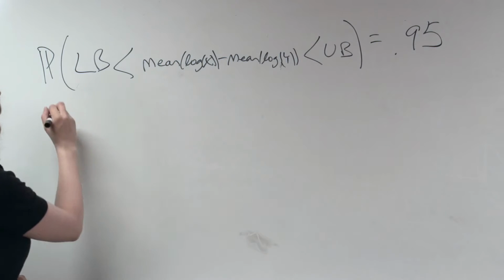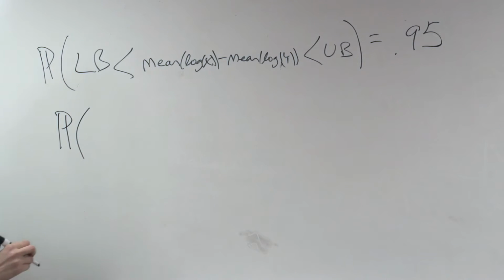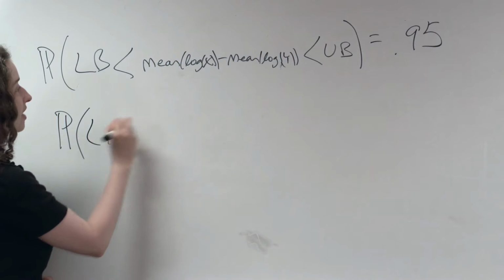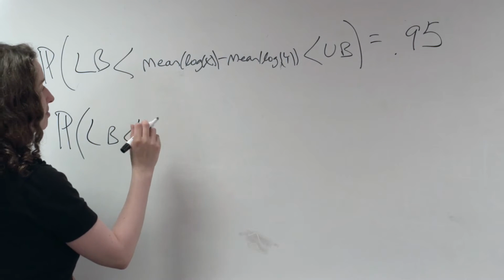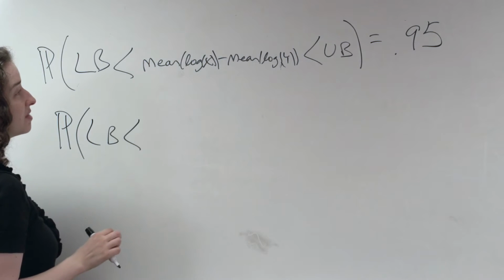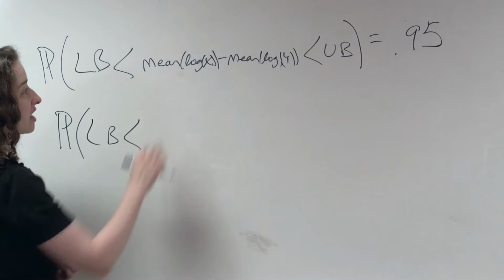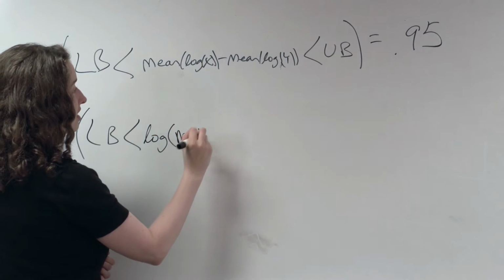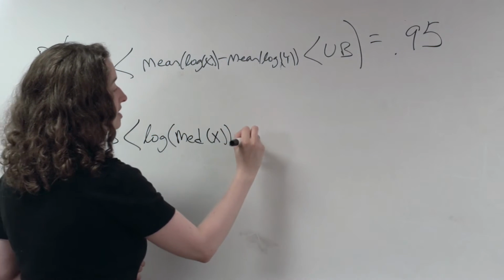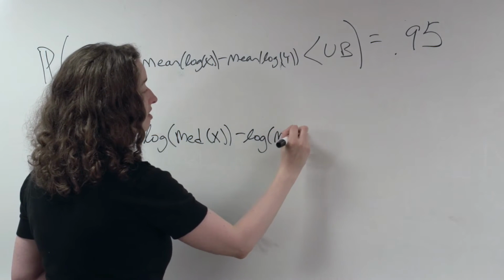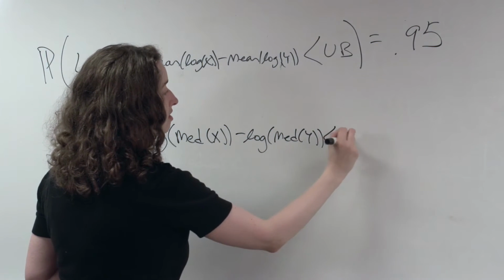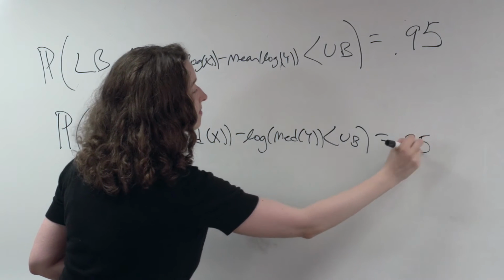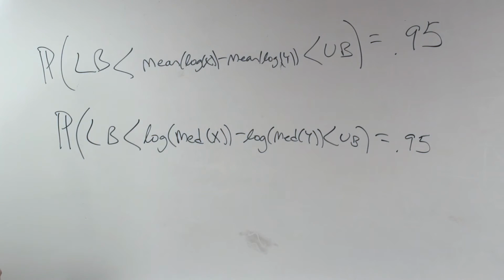now we can write the same thing, and manipulate the inner part in the same way we did before. So if we substitute the word median for mean, this is going to be approximately the same quantity. If we switch the log and the median, it's going to be the same quantity. So I can now write the log of the median of x minus the log of the median of y.